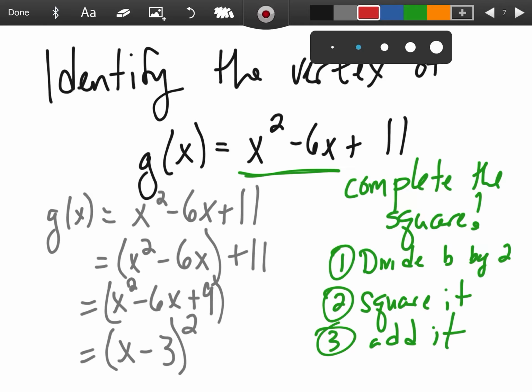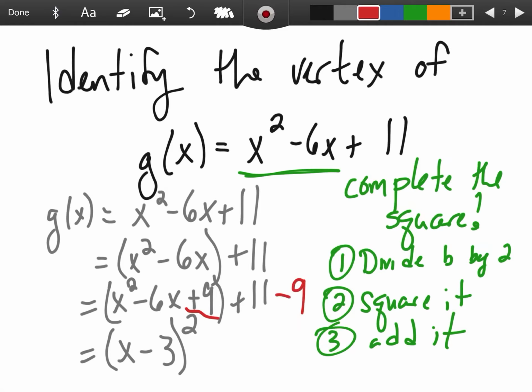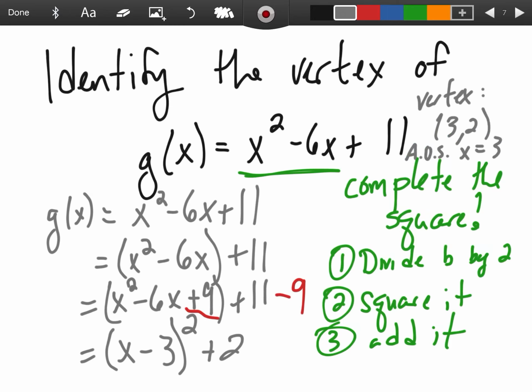Well, the one step, we're not allowed to just add 9 to the function right here, okay? I can't just say, I'm just going to add 9 to the right side. That works. We need to balance that. We need to counteract that by subtracting 9 from the outside. So if I'm going to add 9, you then need to subtract 9. Well, 11 minus 9 gives us 2. So this should have a vertex of (3, 2). And then our axis of symmetry would be x equals 3.